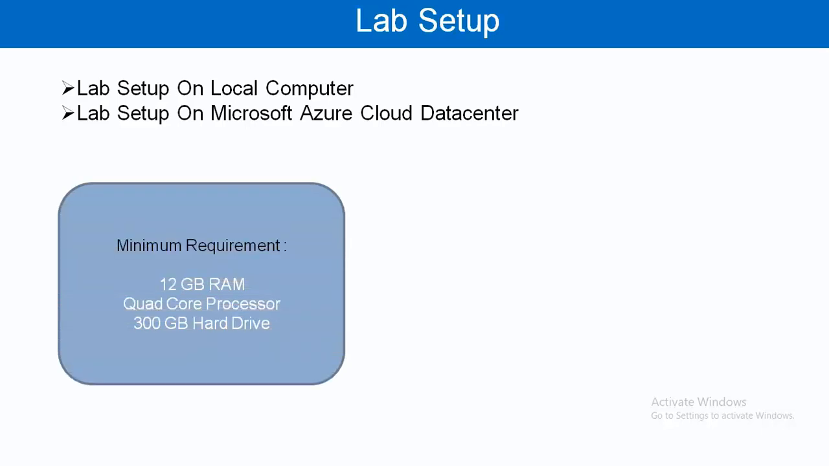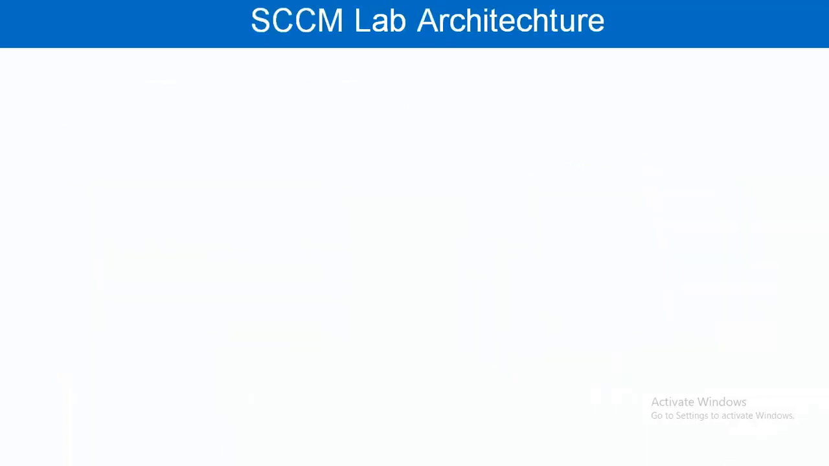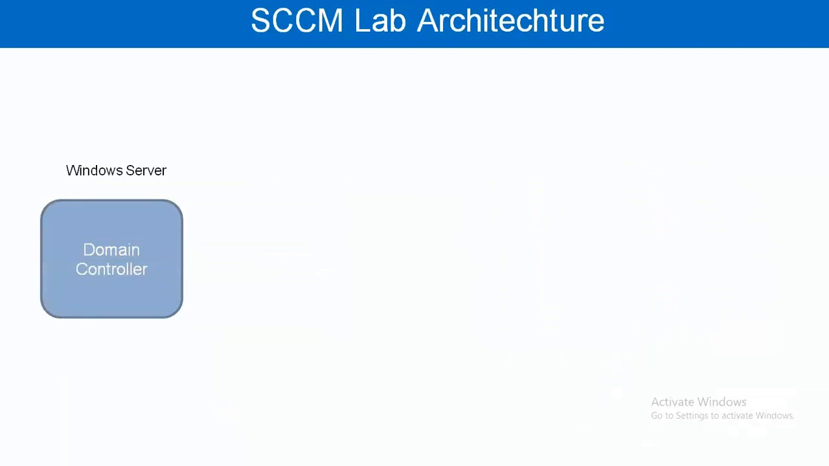Now, to set up the lab on your local computer, these are the minimum requirements. So you have to have at least 12 GB of RAM, quad-core processor, 300 GB of hard drive space. If you don't have this configuration, then you can go on Microsoft Azure Cloud Data Center. To set up the SCCM lab in Microsoft Azure Cloud Data Center, you just need one computer with internet connection. That's it. So we are going to set up our SCCM lab like this.